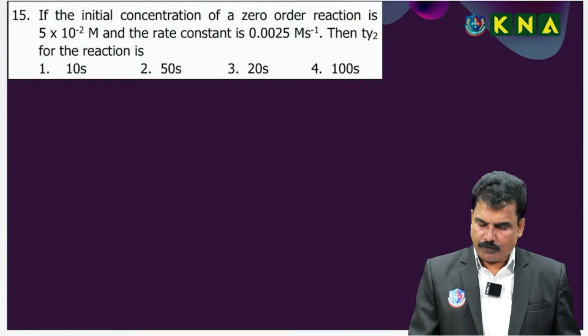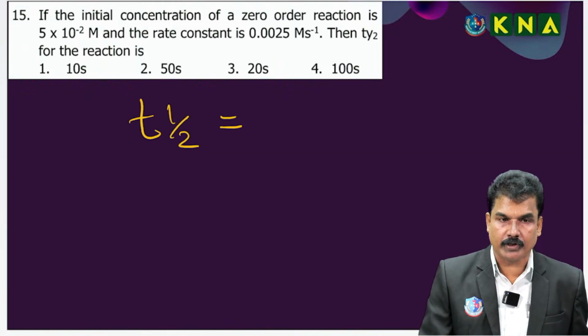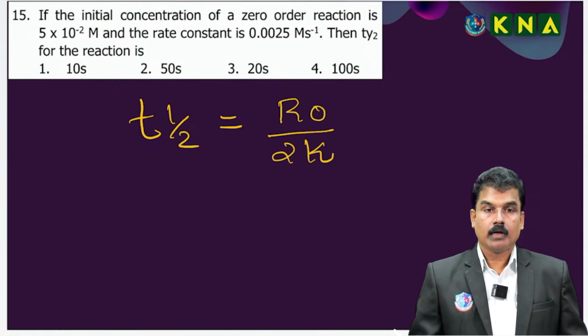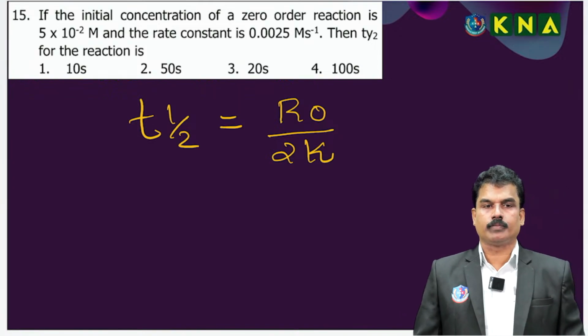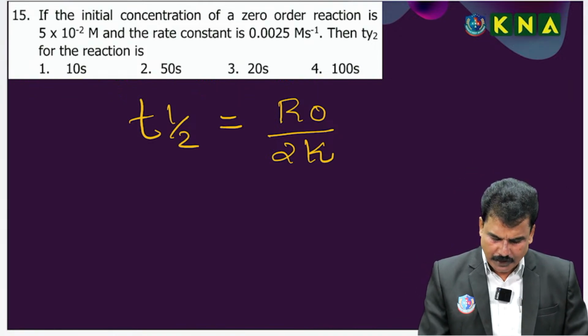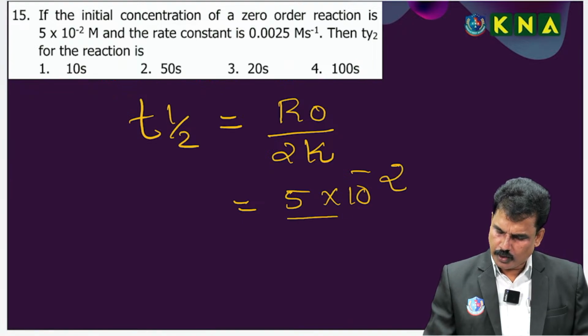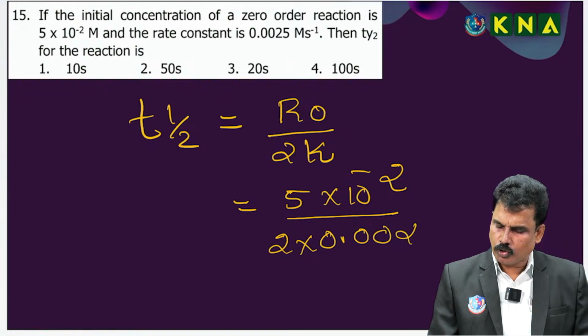Zero order reaction half-life. What is the equation for half-life period of a zero order reaction? T half is equal to R naught by 2K. Half-life period is directly proportional to initial concentration of the reactant. R naught, what is the initial concentration? That is given, 5 into 10 to the power minus 2 by 2 into 0.0025.